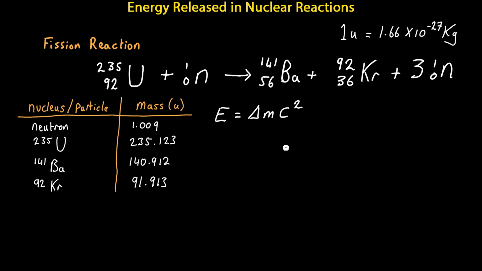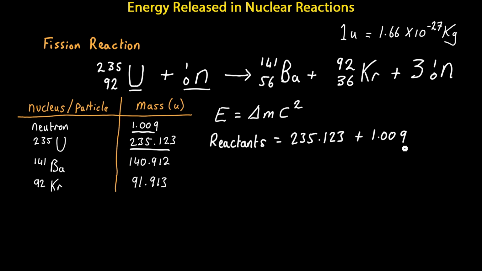So what's the first thing we need to do to find this change in mass? Well, let's first sum up the mass of the reactants on the left-hand side. So uranium-235 has a mass of 235.123, and the neutron has a mass of 1.009 atomic mass units. And we get a sum total of the mass of the reactants of 236.132.